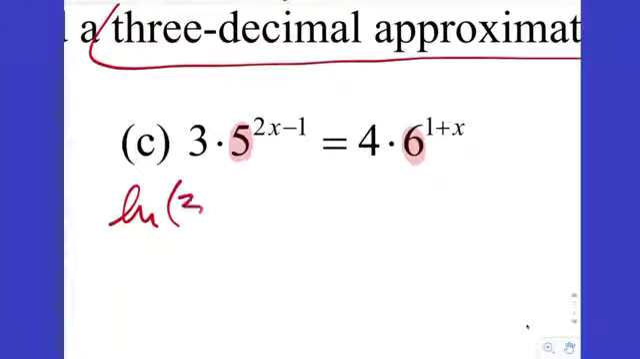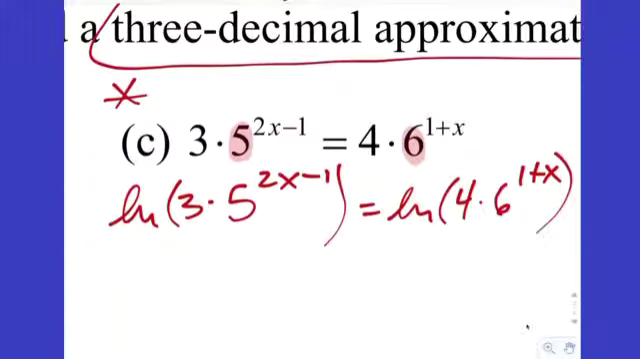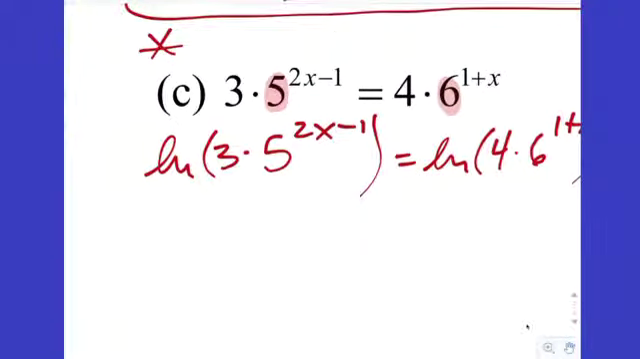On the line below it, ln of 3 times 5 to the 2x minus first equals the natural log of 4 times 6 to the 1 plus x. By the way, this problem is very important, so maybe put an asterisk by it. The algebra involved is pretty important. Okay, sweet. So now what we do is we expand both sides.